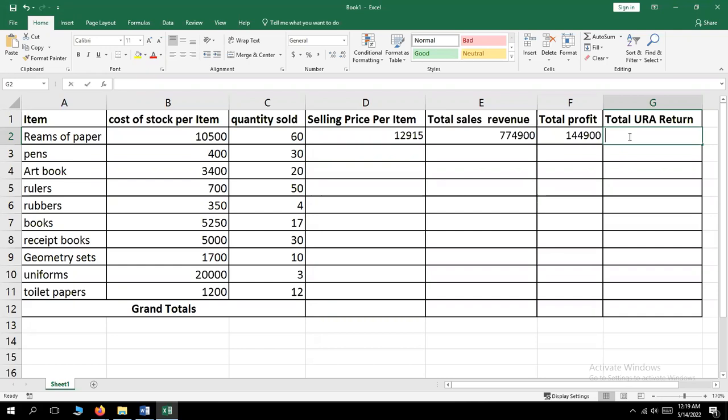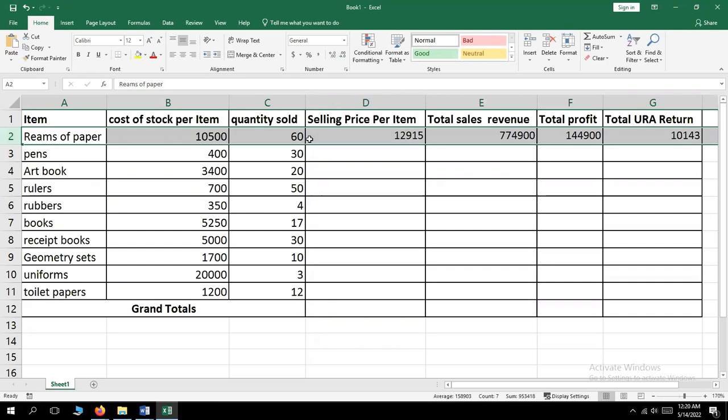So we shall say equal sign, we get 7% of this, remitted to the tax body. Therefore, we shall say F2 times 7%. So once we press enter, we're able to know how much tax was remitted on this item called rims. So out of the 60 rims, total tax is 10,143. So we are going to drag on and populate for all other cells.